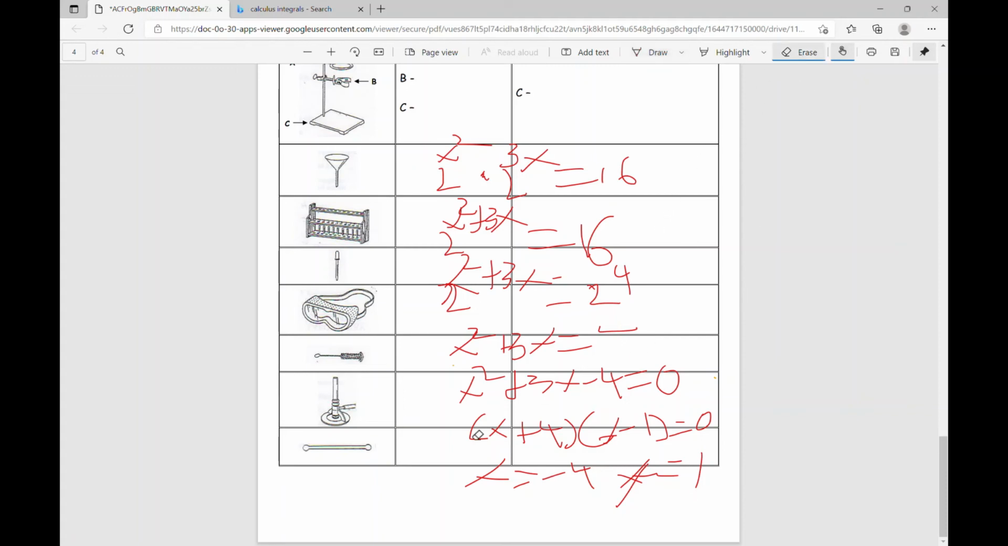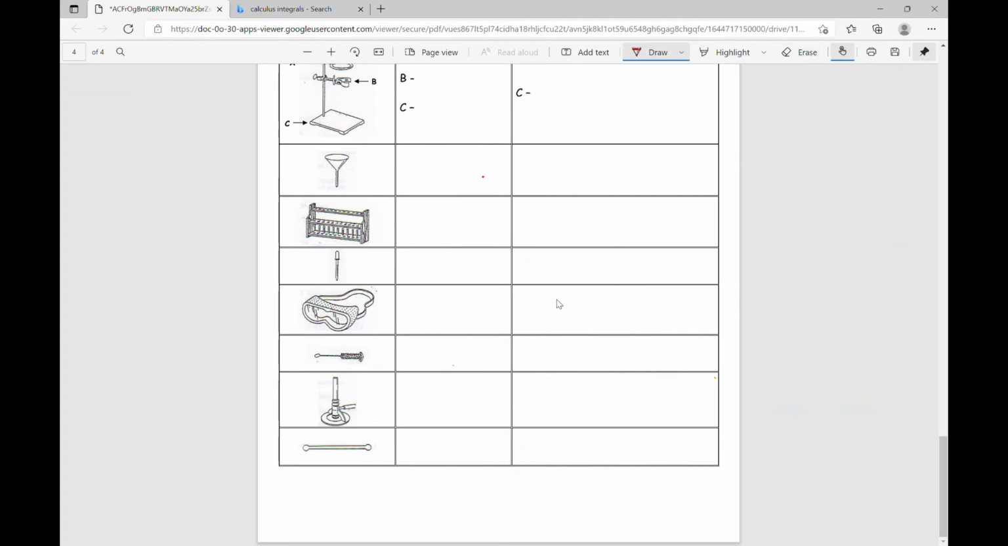Now let's try this one. This example I'm going to show you might seem overwhelming, but if you think about it, it's not going to be that bad. So it's going to be 4 to the 2x minus 20 times 4 to the x plus 64 is equal to 0. In this case, we need to use something called the substitution method.